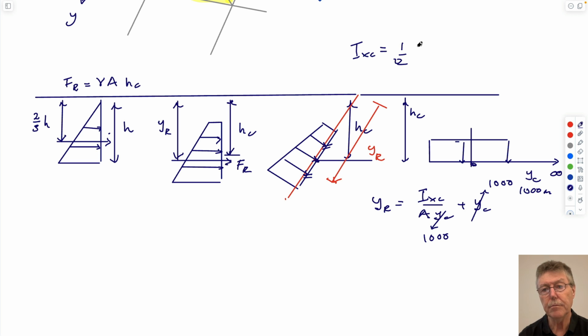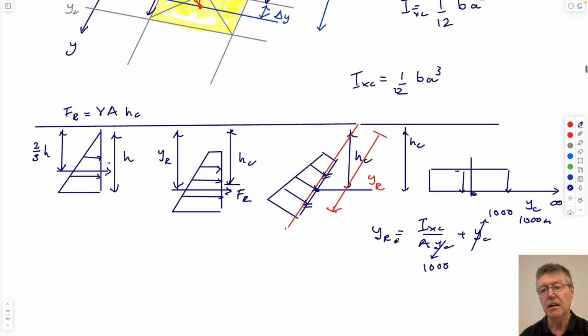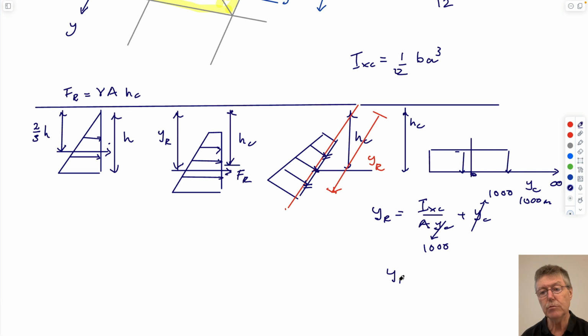1/12 b a cubed. So it's only a function of the plate. This would be a, and into the page would be b, right? Because this is the one that's going to intersect the surface. So in this case, YR is equal to YC. In other words, if you go to where it intersects the surface and you come back 1,000 meters, since we measured it from this point, that would be the point where it would be. It's the centroid of the plate. So the equation kind of works, but you have to kind of bend it around in your head a bit.